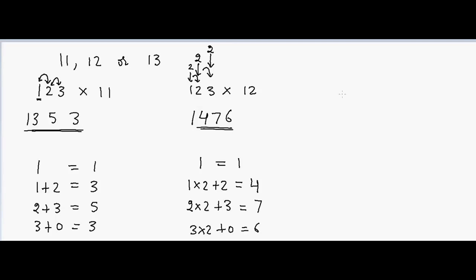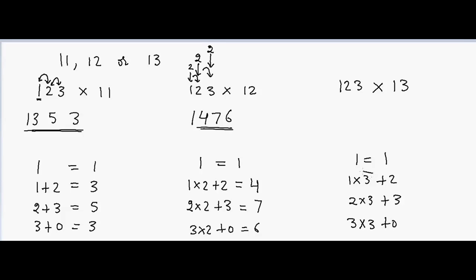So let's go to another example and multiply by 13. If I have 1 2 3 and I want to multiply by 13, in this case I'll do the same way. First digit will be equal to first digit, the second will be 1 into 3 plus 2, and third will be equal to 2 into 3 plus 3, and then we have 3 into 3 plus 0.